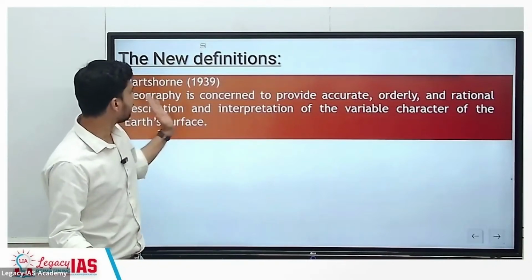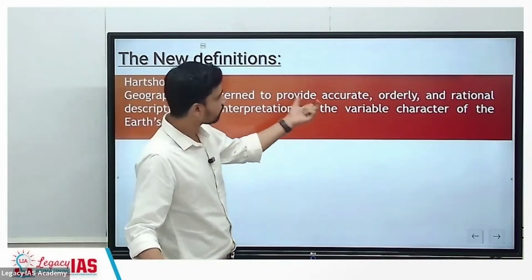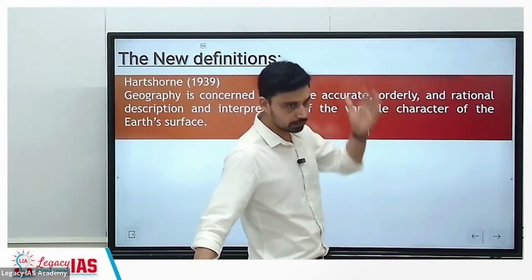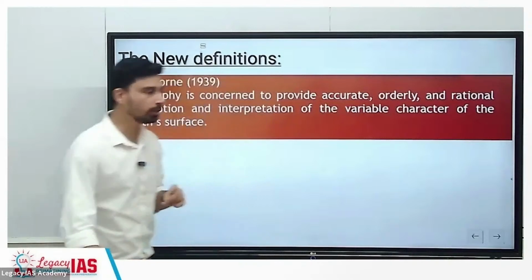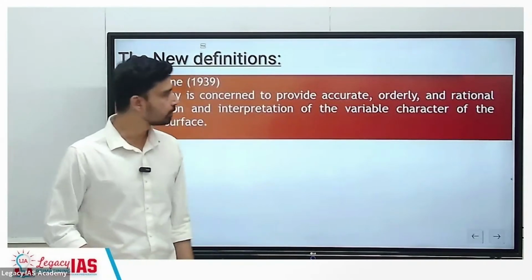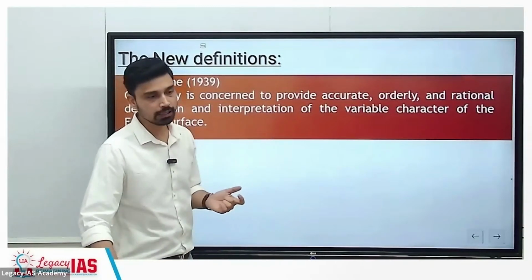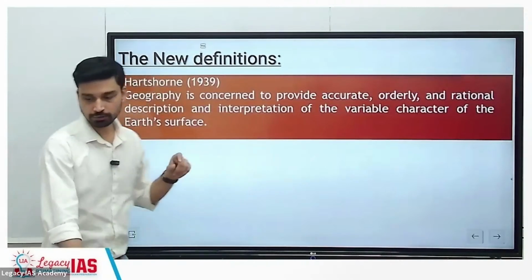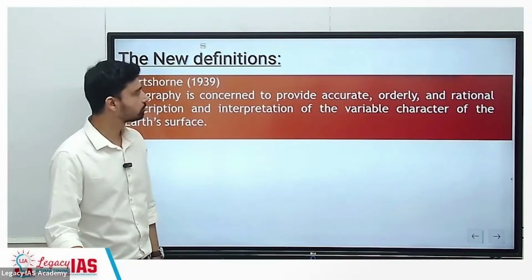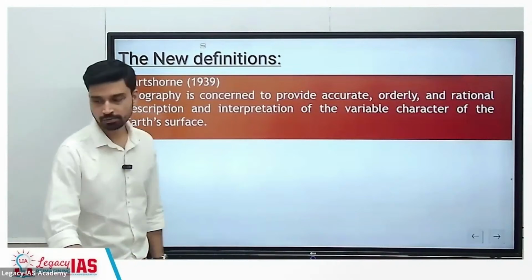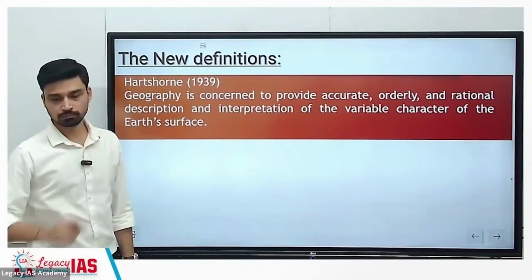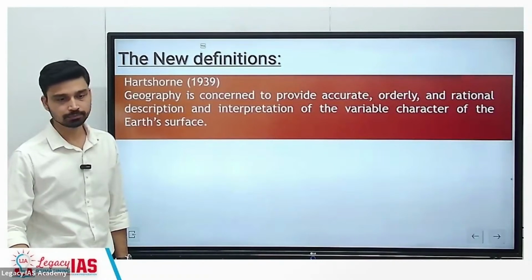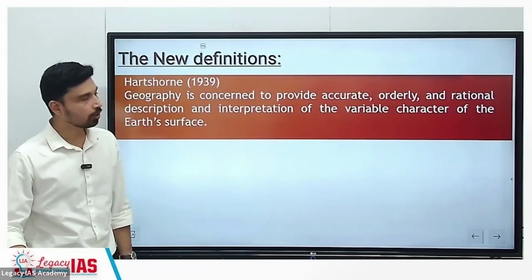So that is why in modern times we can define geography as concerned to provide, first, if a discipline is scientific, what kind of information is it expected to provide? Accurate. Second, it has to be in an orderly manner. So accurate, orderly. And third, science is always equated with rationality. So three important things: accurate, orderly, and rational description, as well as interpretation of the variable character of Earth's surface. That is how in modern times we can define it. Clear? Accurate, orderly, and rational.